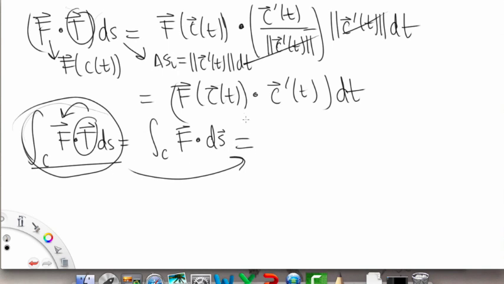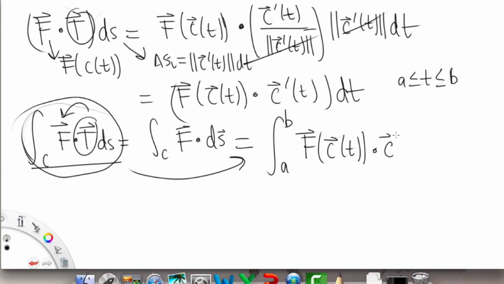This is equal to the integral from a to b, and again, a to b is the bounds on t for your curve. So everything depends on a and b, basically. And then for F, we're just going to plug this in. So we have F of c of t dotted with c prime of t, and then our dt.